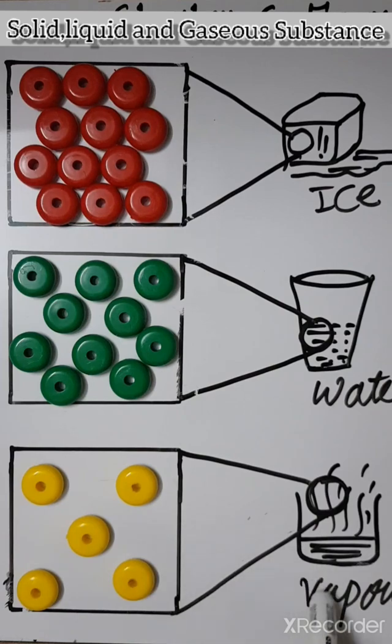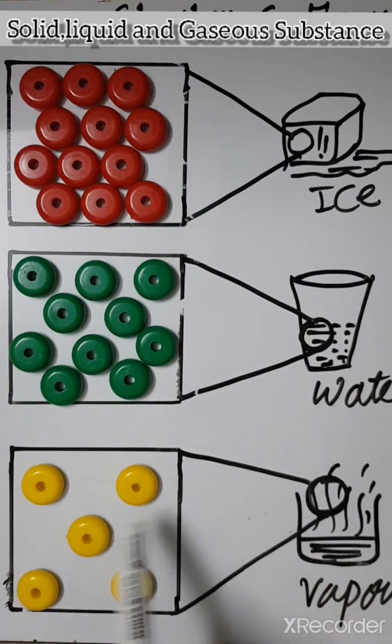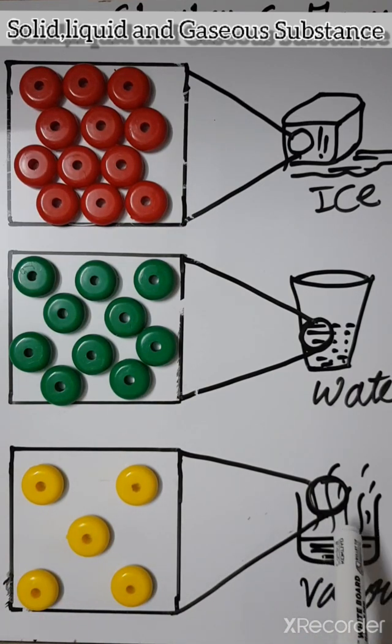Over here in a vapor state or gaseous state, there is a large space between the molecules. So as there is a large space between the molecules, what will happen? They are free to move. There is less force of attraction between these molecules, and they are free to move anywhere. That's why the gaseous state does not have a definite shape or definite volume.